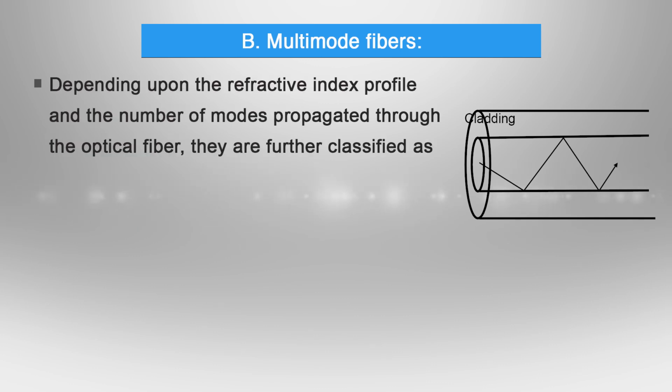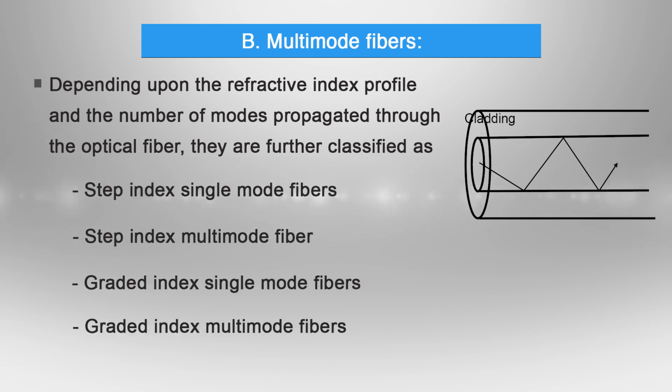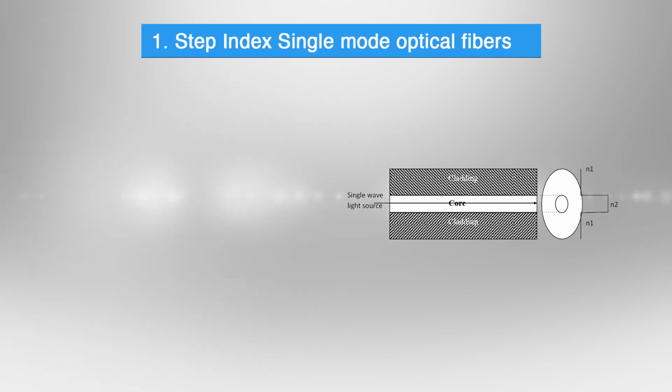Depending on the refractive index profile and the number of modes propagated through the optical fiber, they are further classified into 4 categories. First, step index single mode fiber. Second, step index multi-mode fibers. Third, graded index single mode fiber, and last one, graded index multi-mode fibers. First is step index single mode optical fibers.